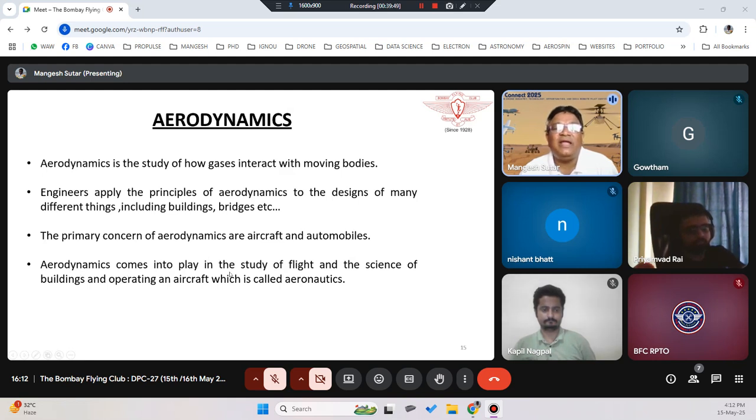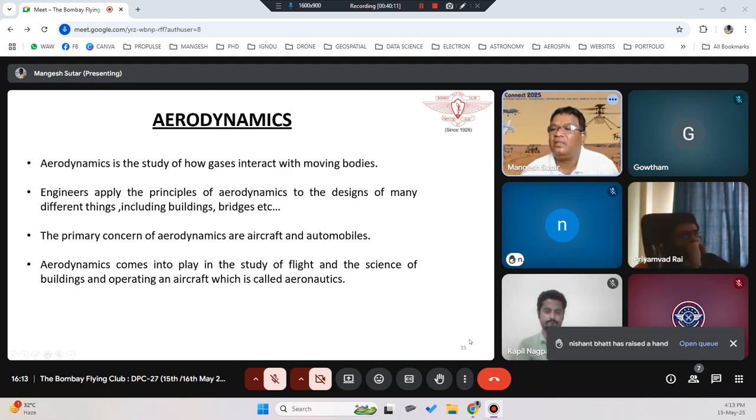Aerodynamics comes into play in the study of flight and the science of building and operating an aircraft, which is called aeronautics. Okay, so aeronautics is the study of flight and the science of building and operating aircraft. So that's why we say aeronautical engineering is basically the study of building aircraft or operating aircraft.